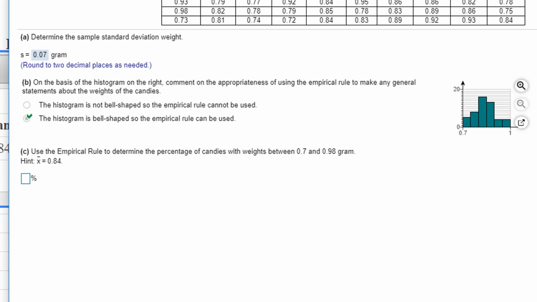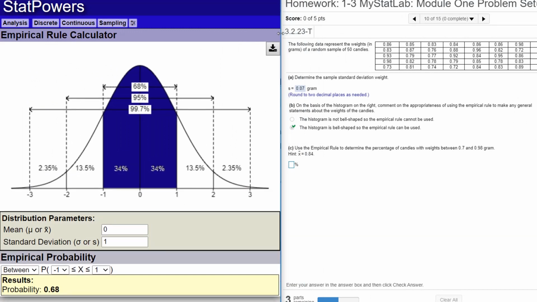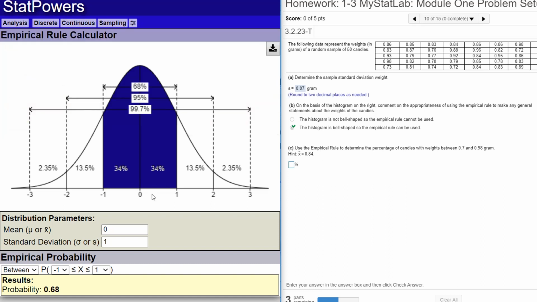0.98. All right, I'm going to now turn over to StatPowers, and we're going to take a look at the empirical rule calculator here. Under continuous distributions, down at the bottom, I've added this empirical rule calculator. What you need to put in is the mean, which, as it says, is 0.84, and the standard deviation, which we just calculated at 0.07. All right, with those two numbers in place, we can use the empirical rule to determine the percentage of candies with weights from 0.7 to 0.98.